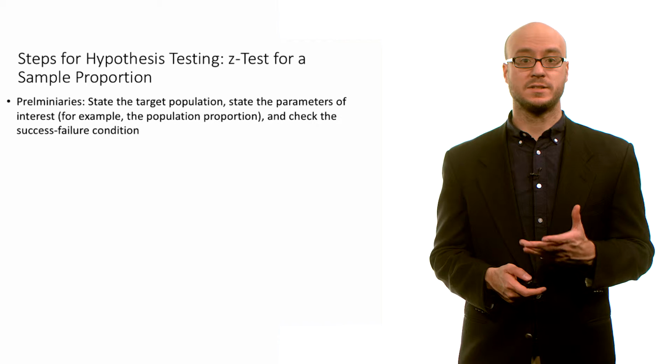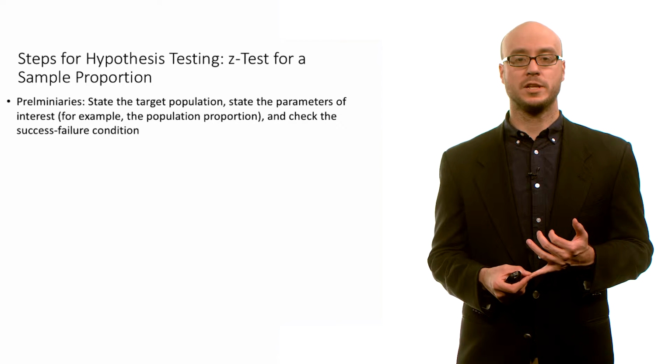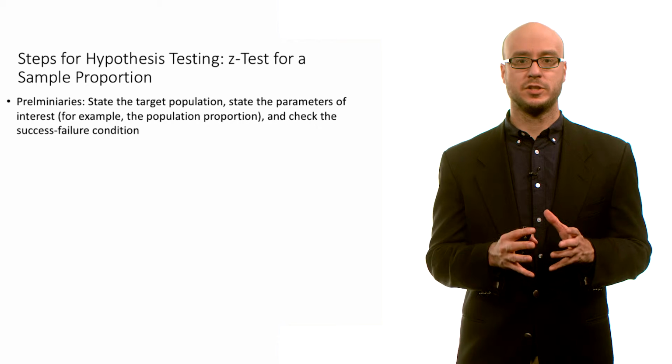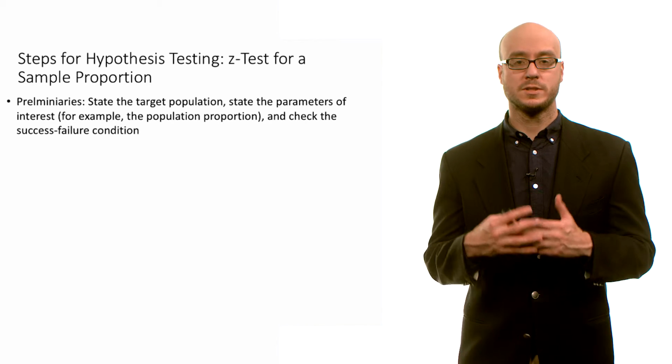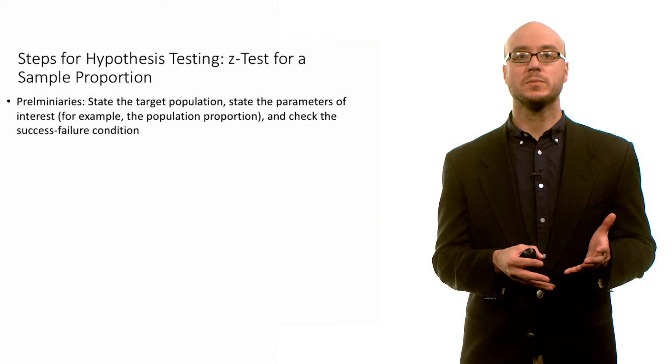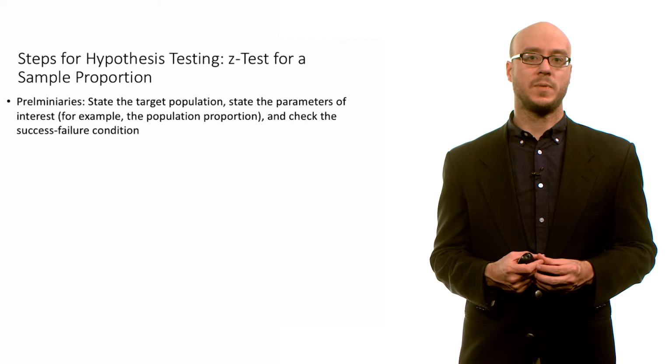And there are several steps. First of all, the preliminaries include that you want to state the target population. What population are you testing? Is it all people living in the United States? Is it all people living in Germany? Or is it some subset? Maybe it's only employed people. Maybe it's all women. So the first step is to state your population.